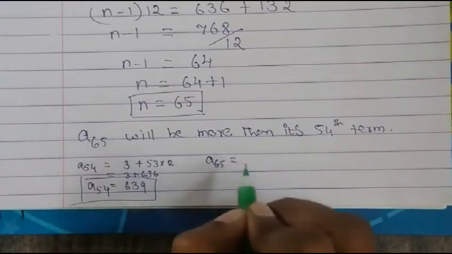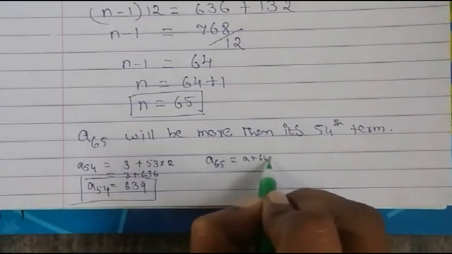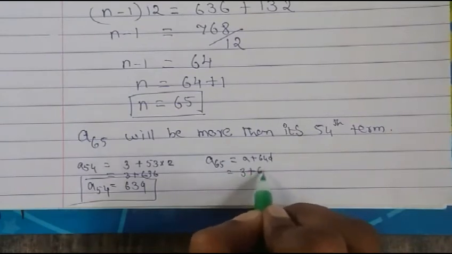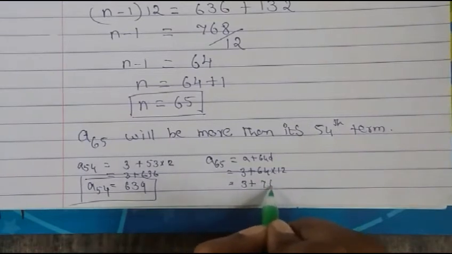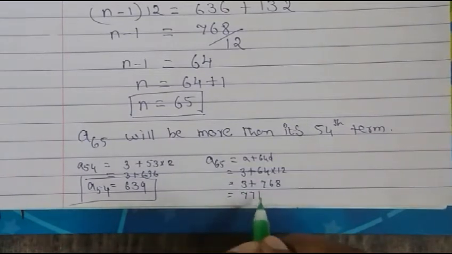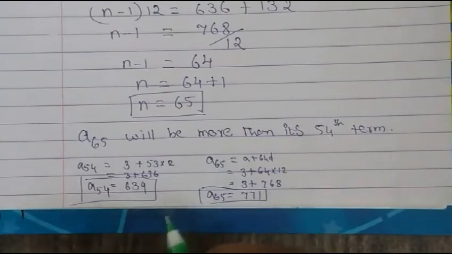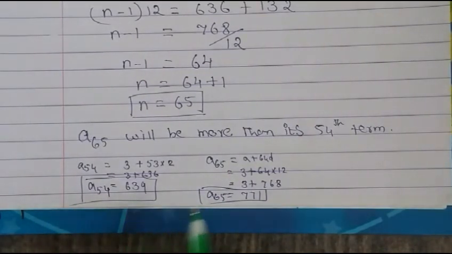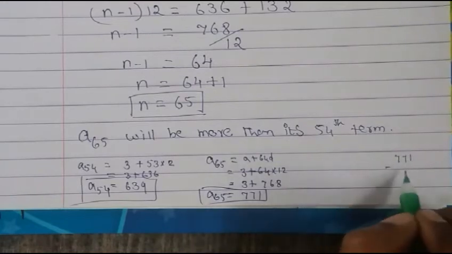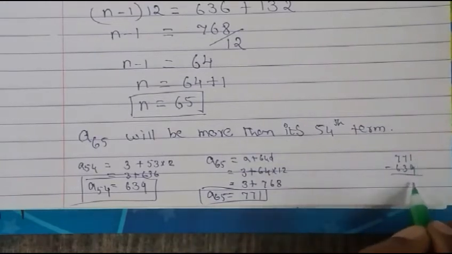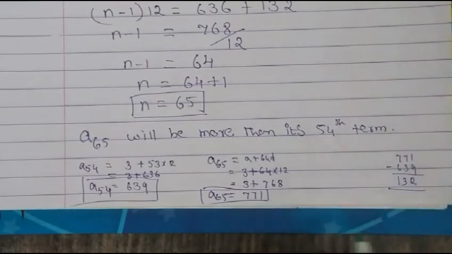Now A65, let us see. A plus 64d. So the a value is 3, 64 into 12 will give us 3 plus 768, which gives 771. So the 54th term is 639 and the 65th term is 771. So let us subtract: 771 minus 639 will give us 132. You see?